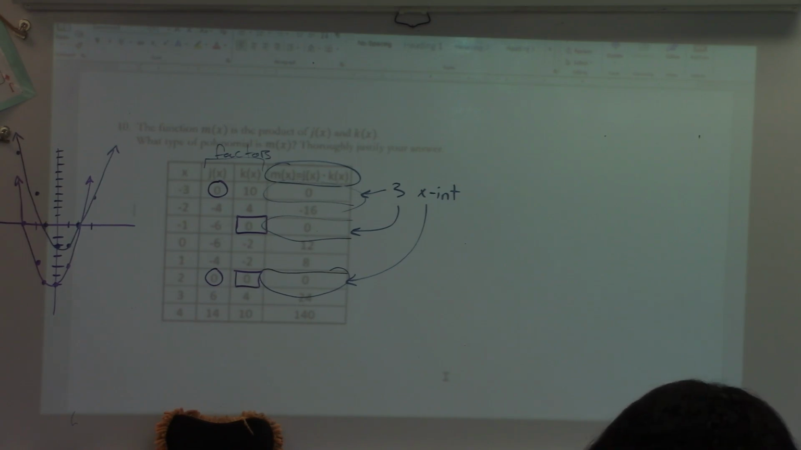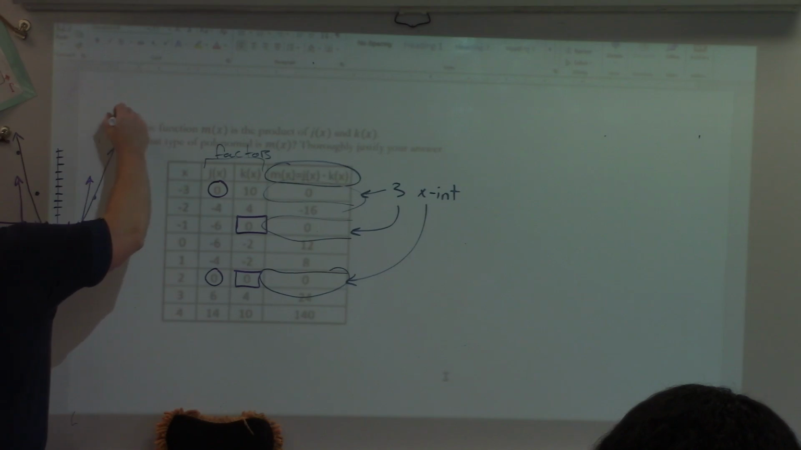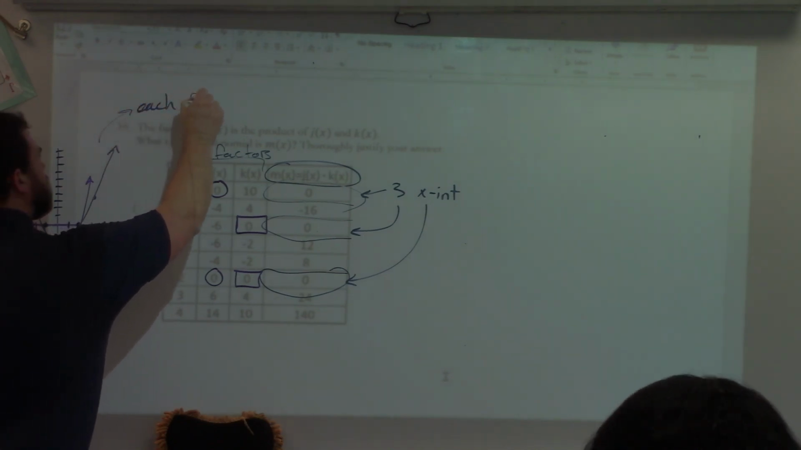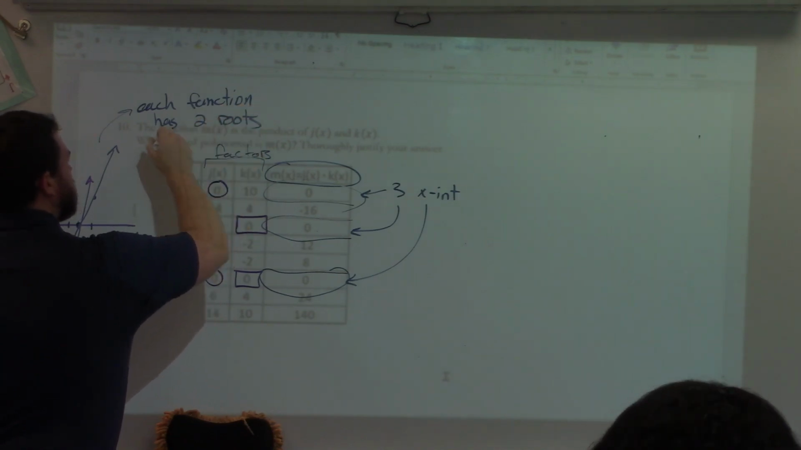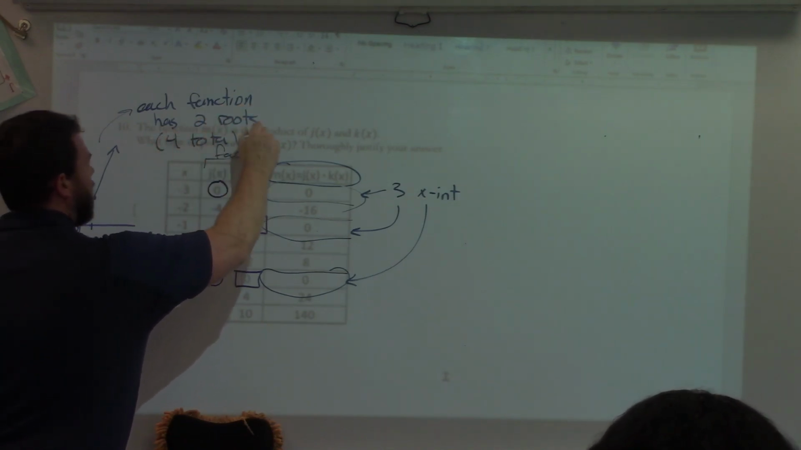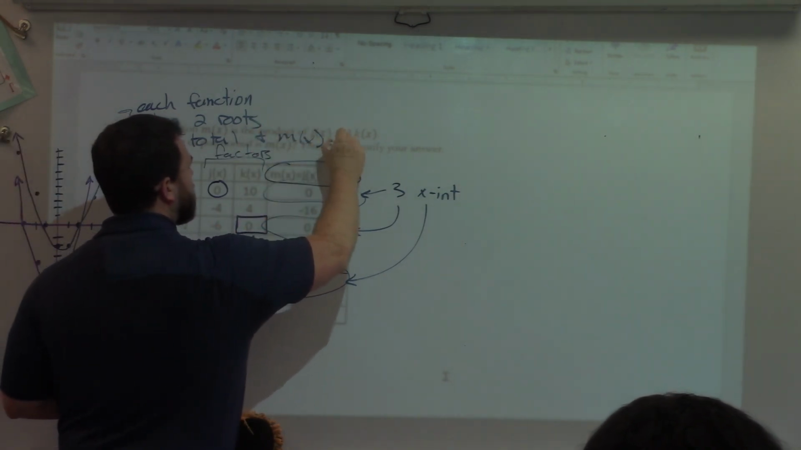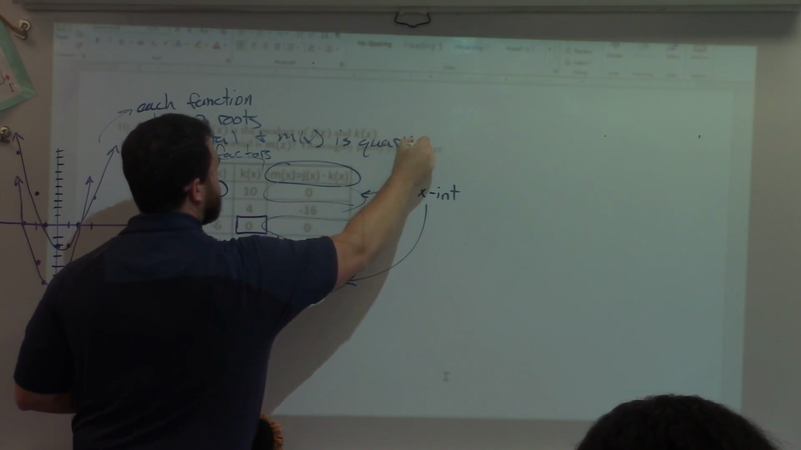Well, first off, what type of functions are those factors? They're definitely quadratic, right? Lily, how many roots does a quadratic have? 2. Definitely has 2, right? So if I multiply these two functions together, how many roots are we going to have? We're going to have 4. We need to recognize that each function is quadratic, so each function has 2 roots. So 4 total and m of x is quartic. Right, 4th degree, you can just say 4th degree if you want as well.